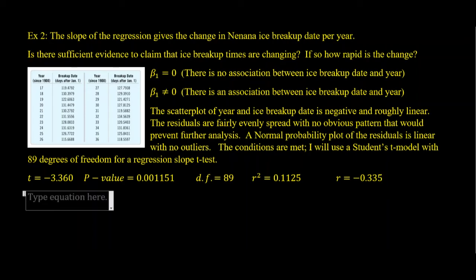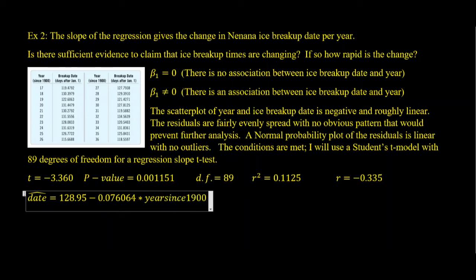Our model, we want to go ahead and list that as well, is date hat equals 128.95 minus 0.076064 times the year since 1900. You can see in our table there that that's simply saying year since 1900. It only provides us with years 17 through 36, but our data set has all the values in there.